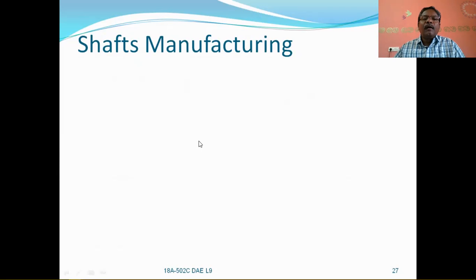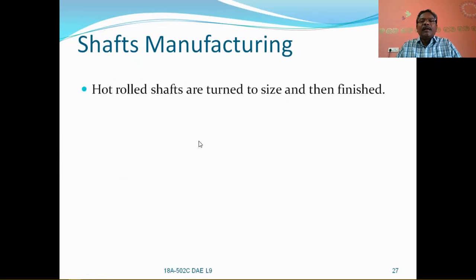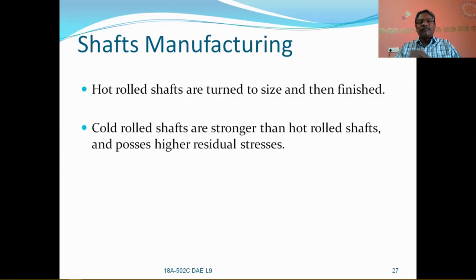And how are these manufactured? Generally, they are manufactured by using either the hot rolling process or the cold rolling process. Hot rolled shafts are turned to size and then finished. That means the shafts are manufactured by hot rolling and then turned to the required size and then finished. Number two is cold rolled shafts. That means the shafts can also be manufactured using cold rolling techniques.